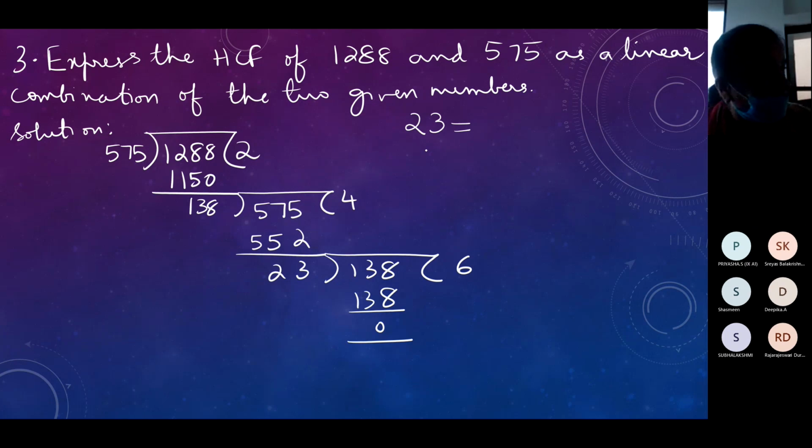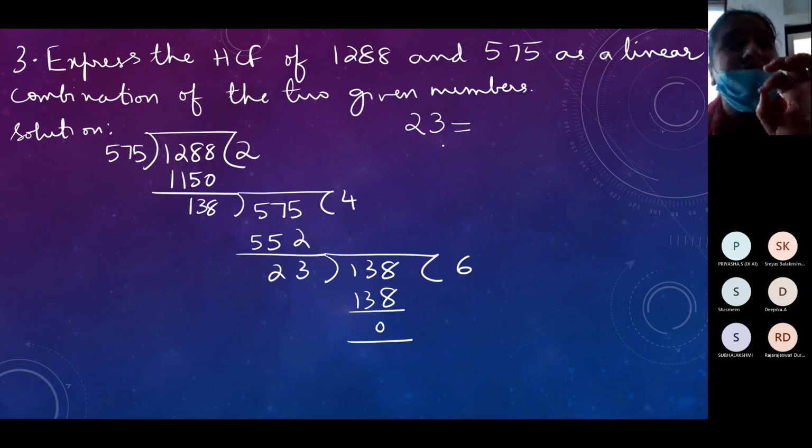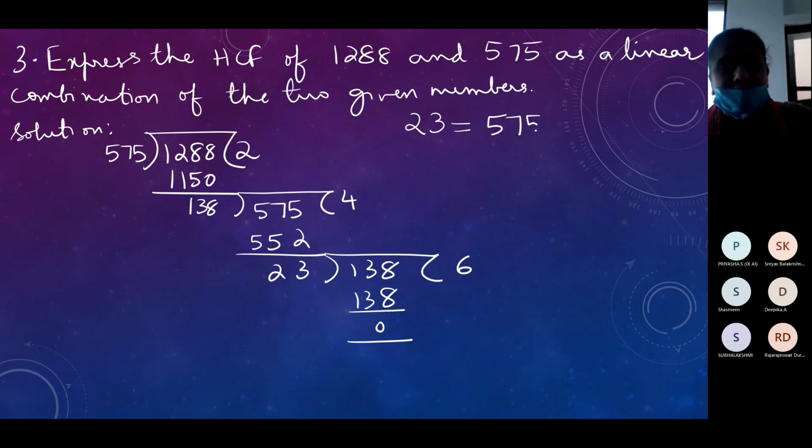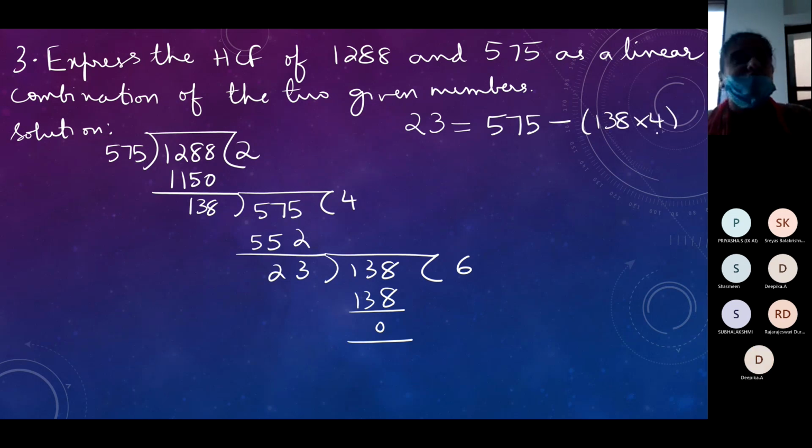So the remainder is 23. From where should we start? We should start with the HCF. And which is the HCF? The last non-zero remainder, which is 23. 23 is the HCF of these two numbers. We start with 23. The remainder 23 is equal to the dividend 575 minus the divisor 138 into the quotient 4.